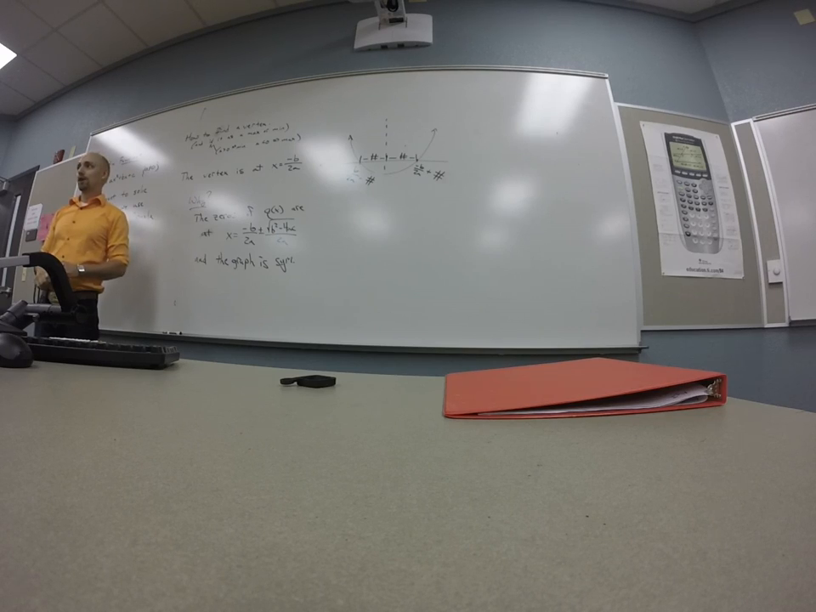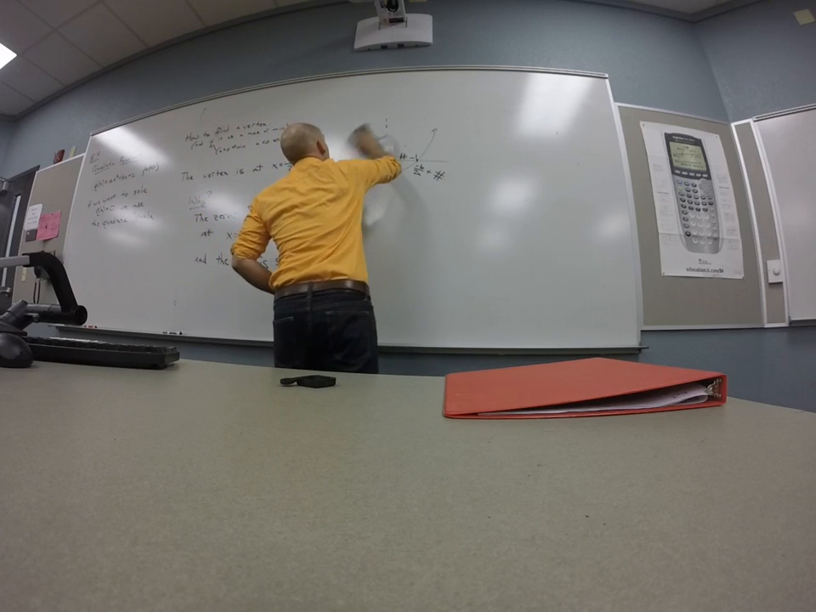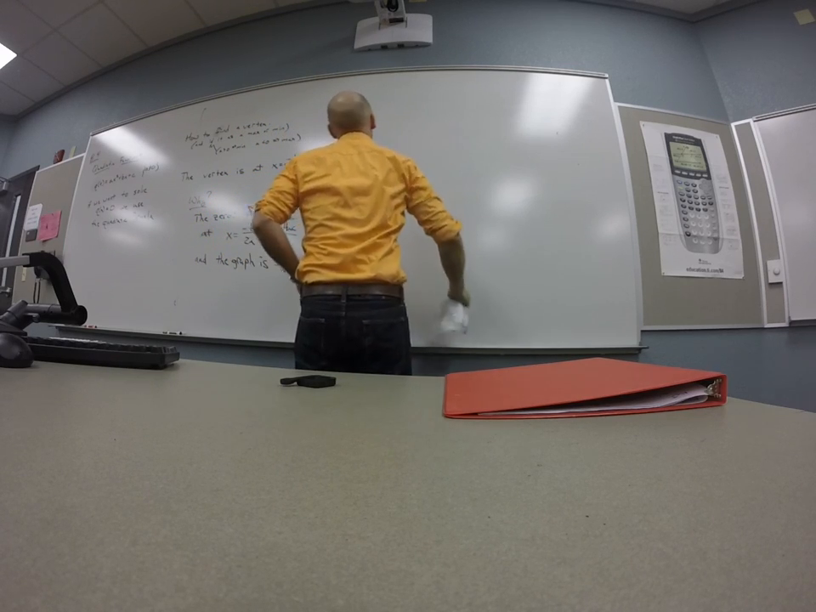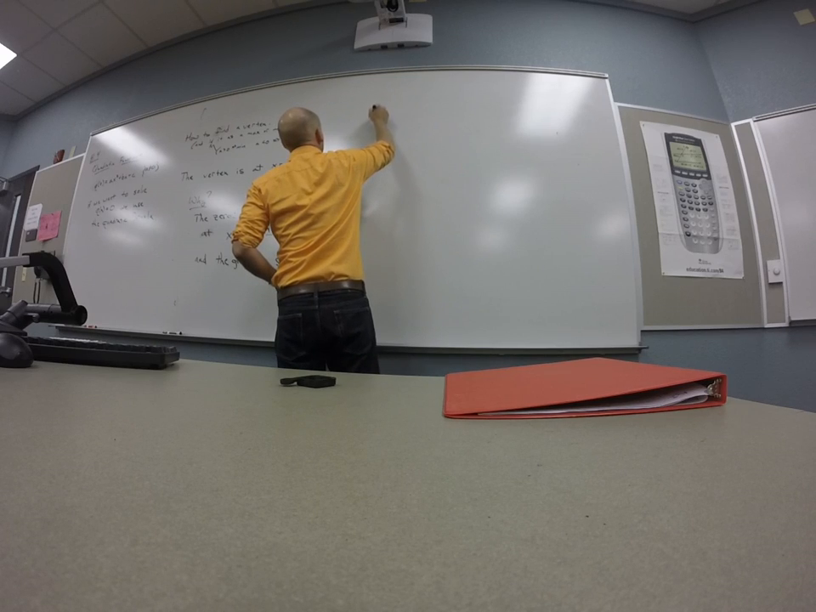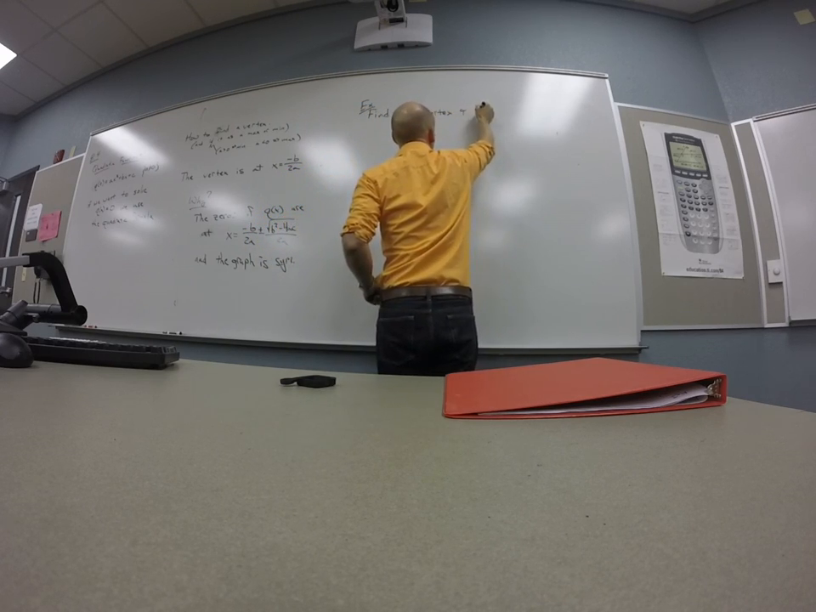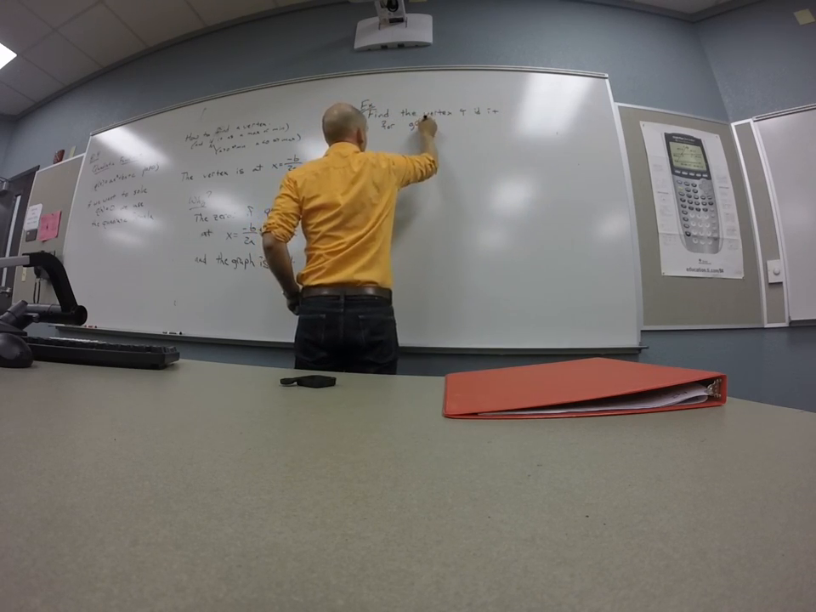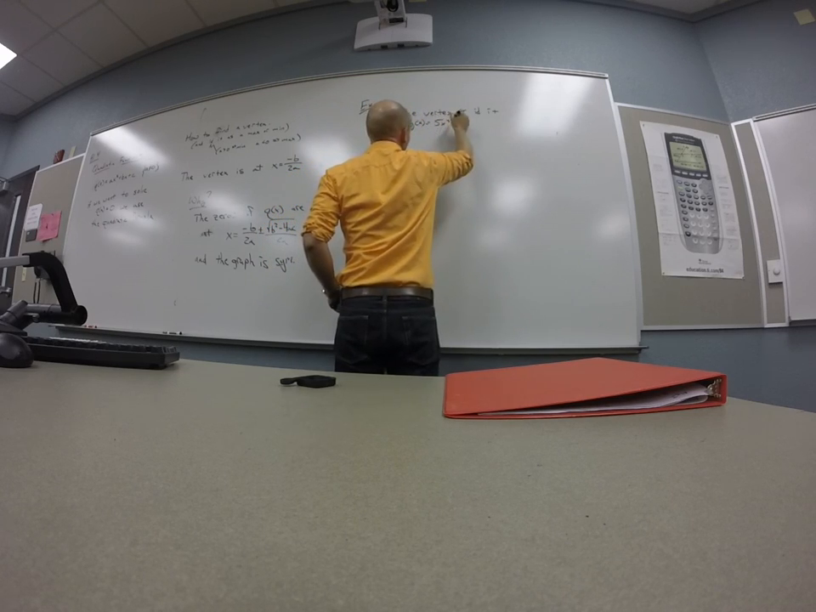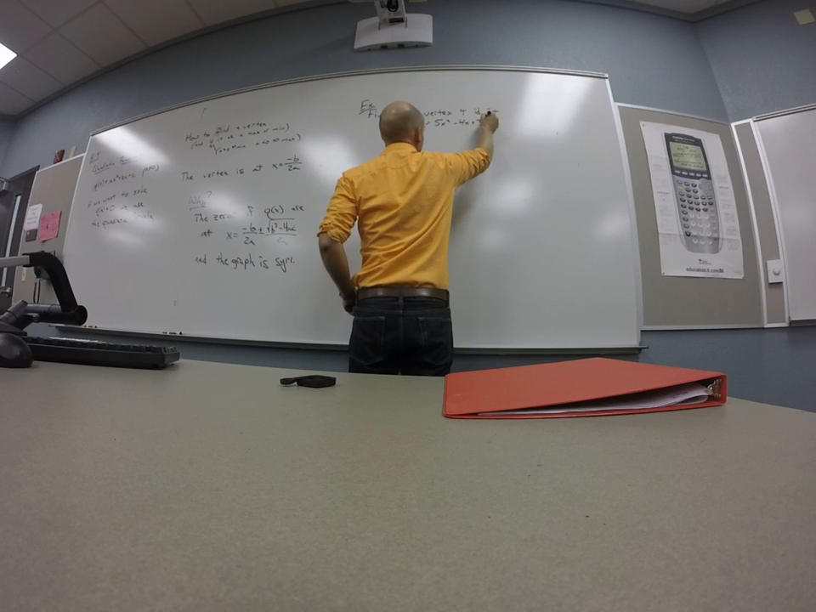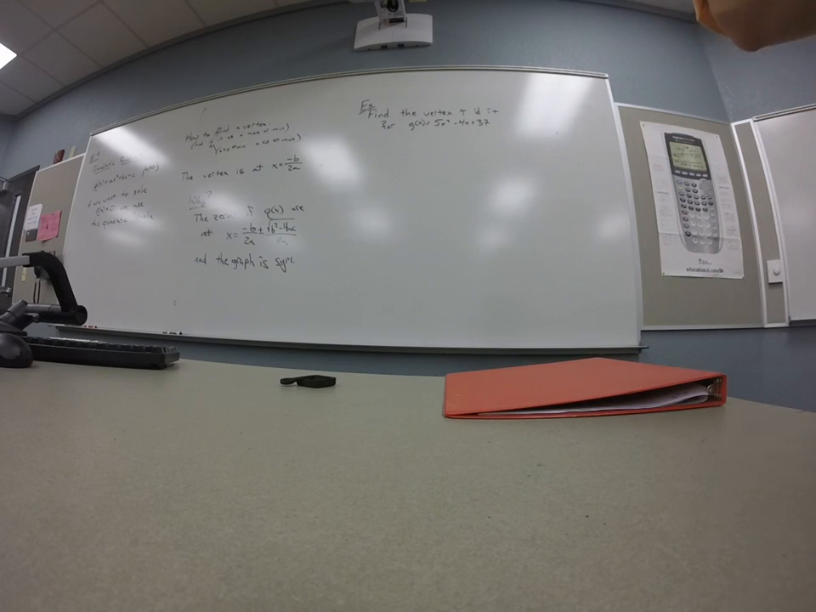All right. You guys want to practice with one? Okay. So, find the vertex and ID it for g of x is 5x squared minus 4x plus 37. Give this a try, guys.